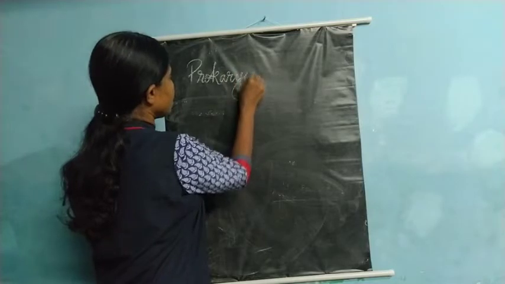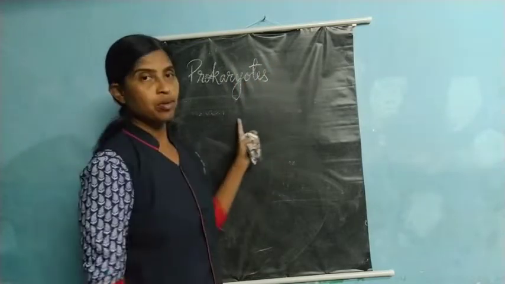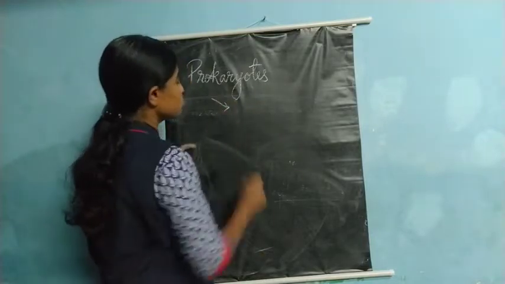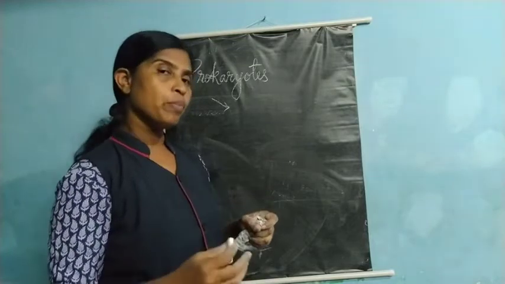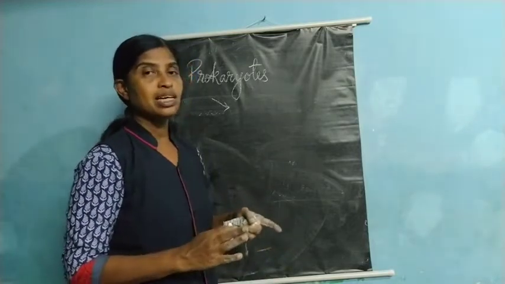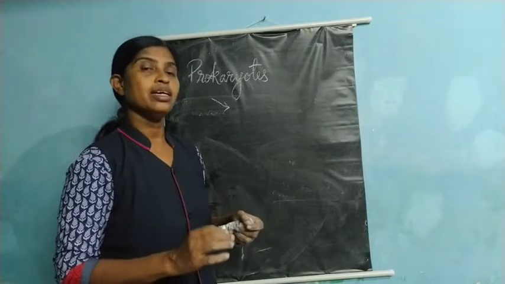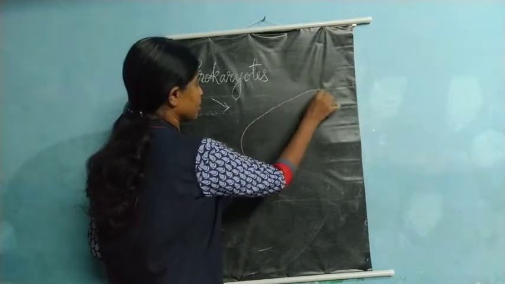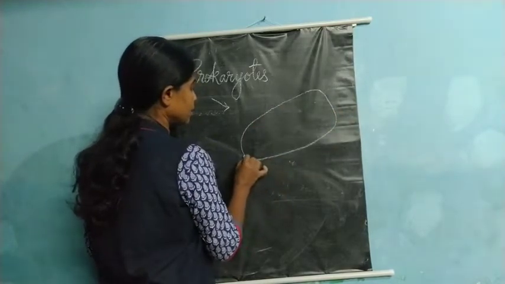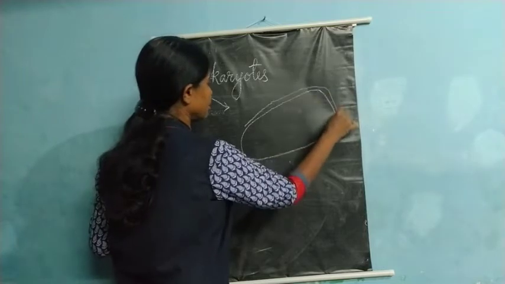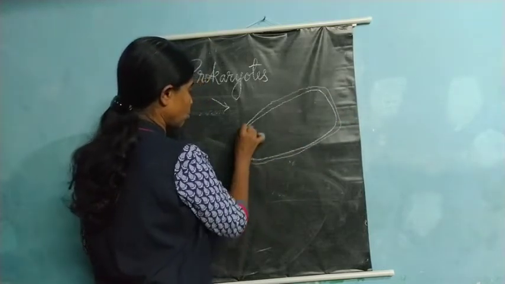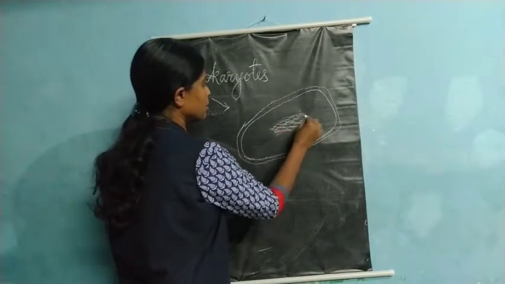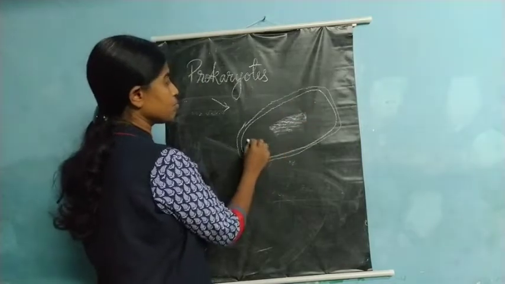Which organisms do we call prokaryotes or prokaryotic organisms? Prokaryotes are organisms which do not have a proper nucleus. That means their genetic material, the chromosome, is present in the cytoplasm itself. Understand? Say for example, bacteria, right? If you take a bacterium, rod-shaped one, you can find the genetic material in the cytoplasm itself. Understand?